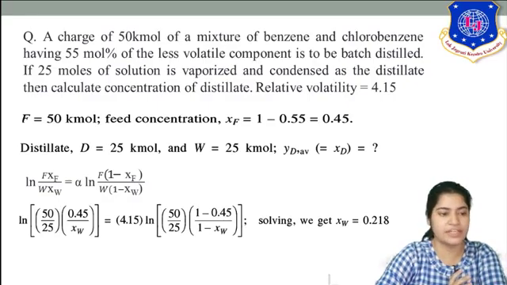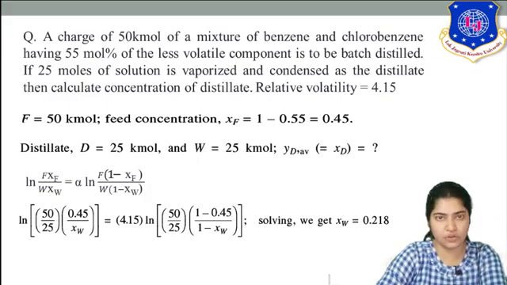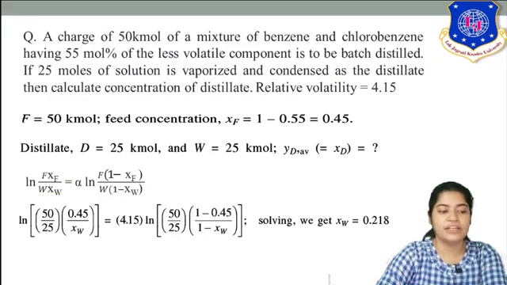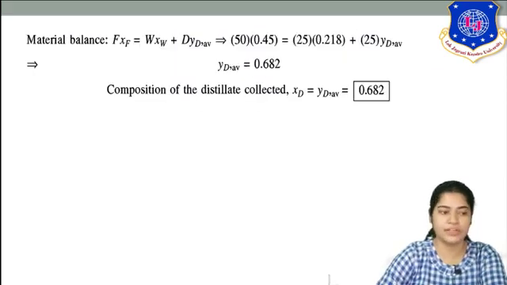What other information is given about the distillate? The moles of distillate vaporized, 25 kilomole. Hence the residue would again be 25 kilomole. Now integrating this formula, ln F xF upon W xW, which is obtained when we integrate Rayleigh's equation. You have to remember this formula. Substituting all the values, this is the analytical kind of sum, and hence you get the xW value.